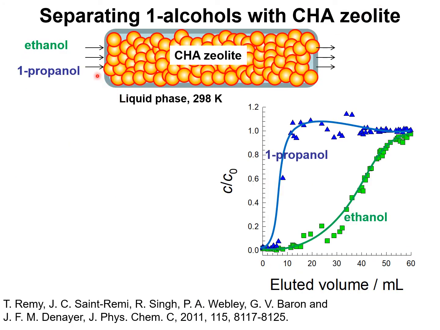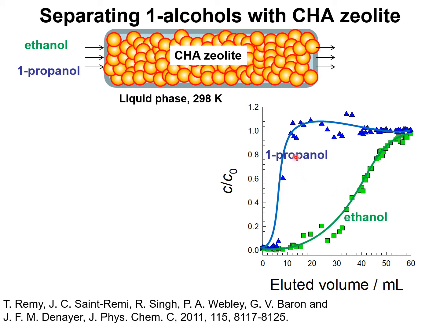Let us examine a set of experiments conducted by Denier and co-workers. These are breakthrough experiments for ethanol 1-propanol mixture in the liquid phase in a fixed bed tube packed with chabazite zeolite. The breakthrough curves are shown here. The blue triangles represent the breakthrough of 1-propanol, and this shows the breakthrough of ethanol.